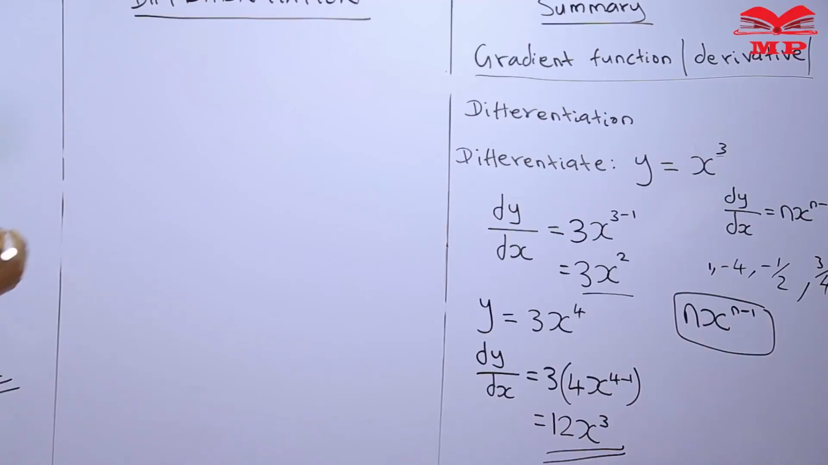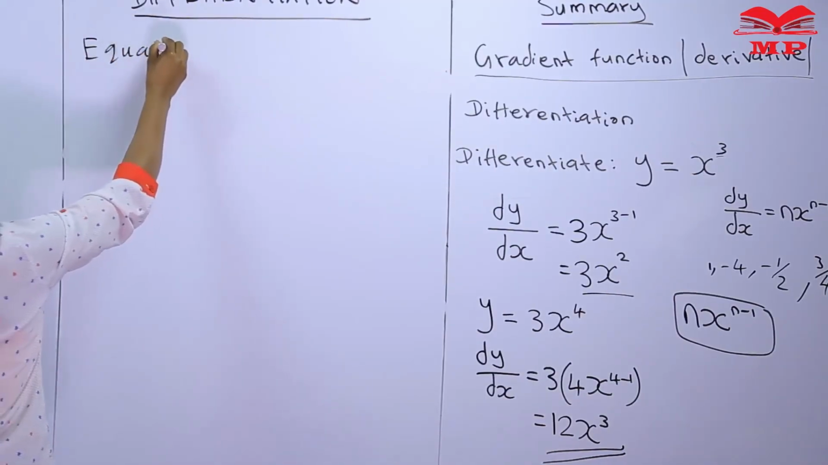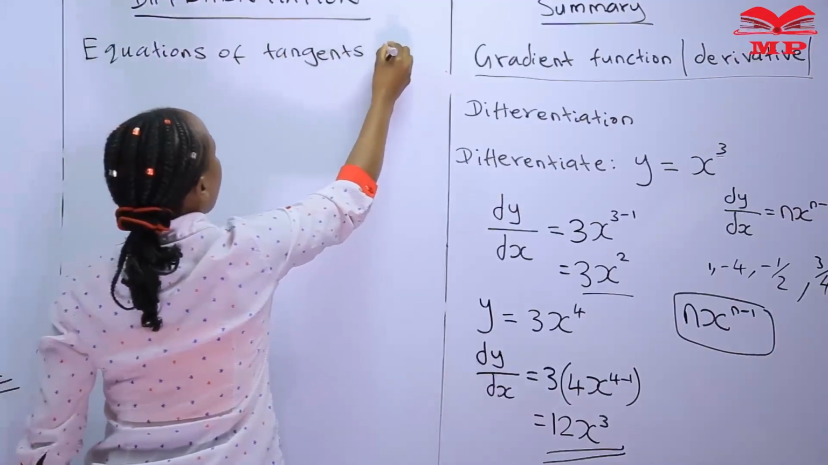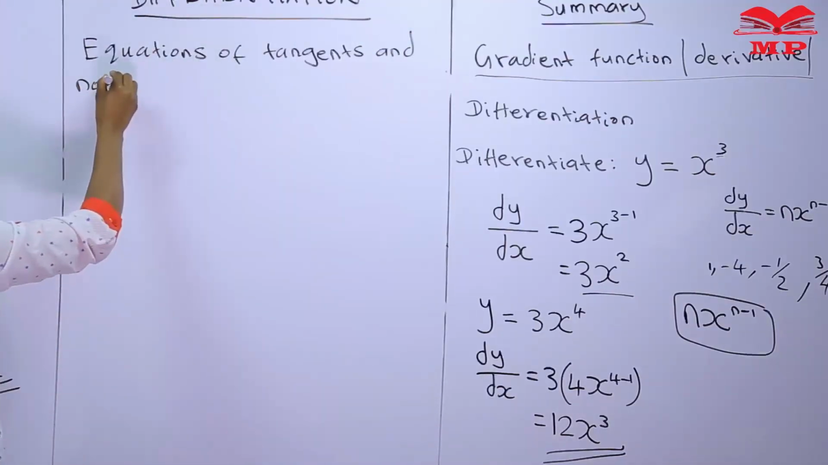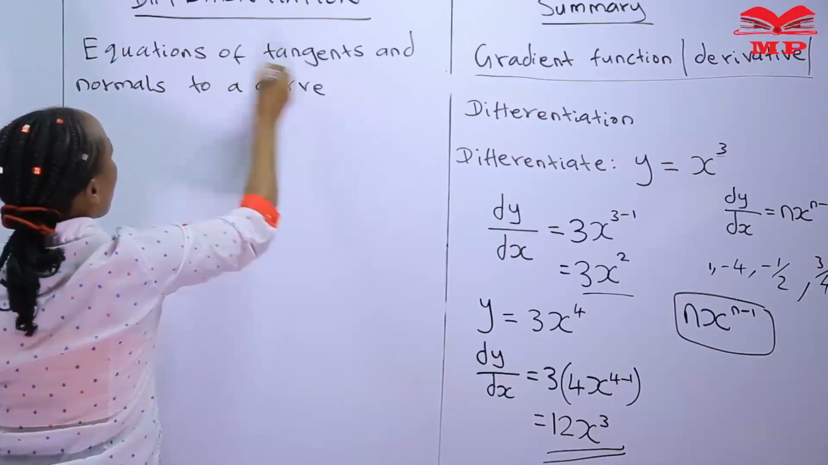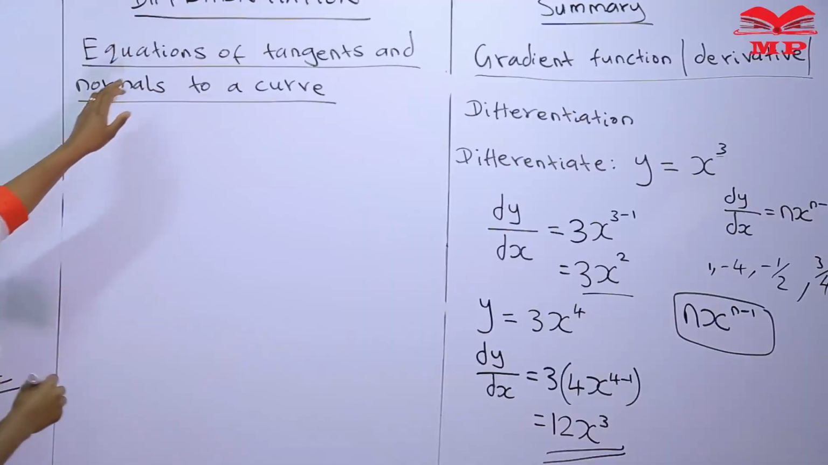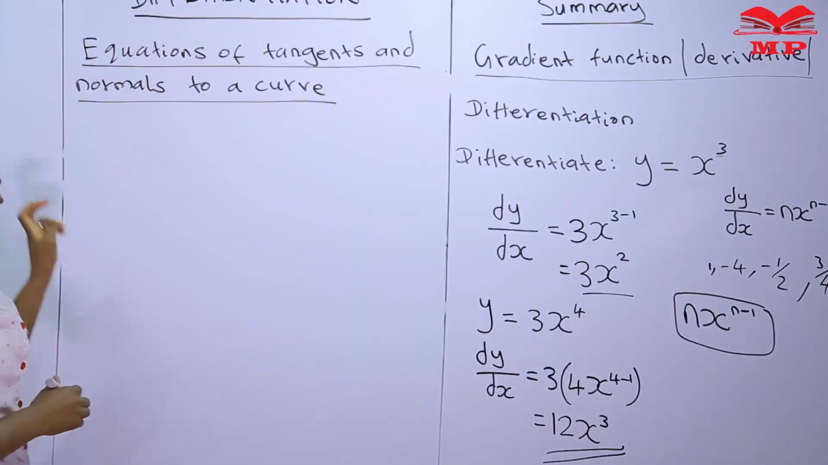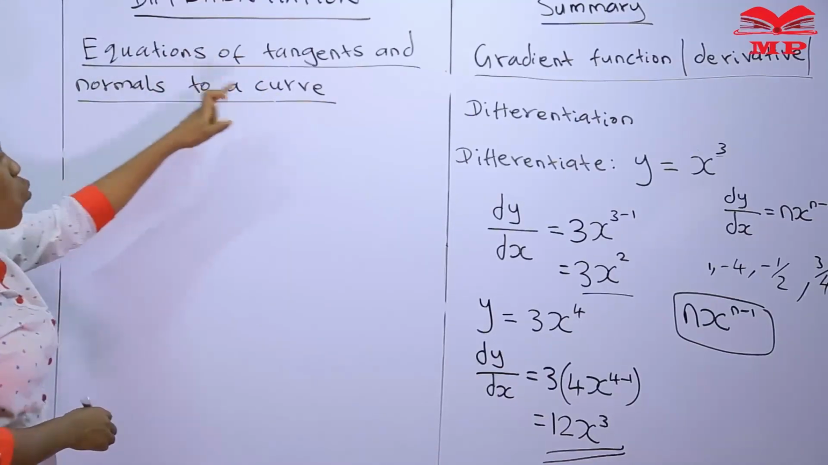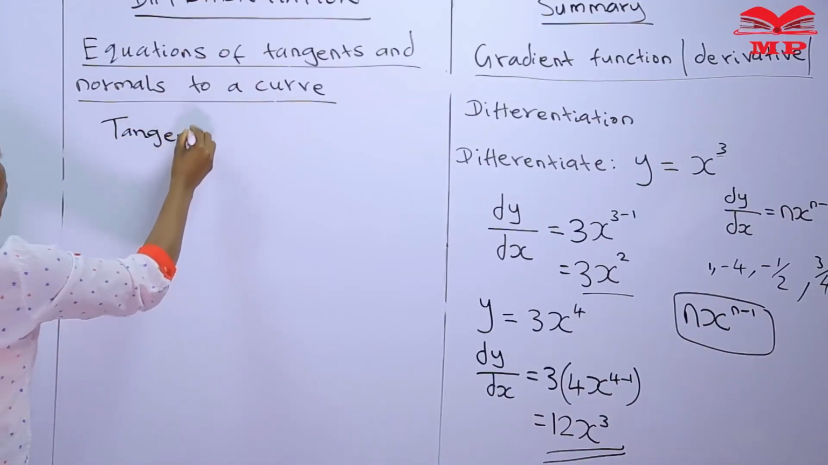So today, in this lesson, I want us to look at the equations of tangents and normals to a curve. We'll be looking at these two types of equations, that is, equations of the tangents to a curve and also the equations of normals to a curve. And we are going to start with the tangents, the equations of tangents.